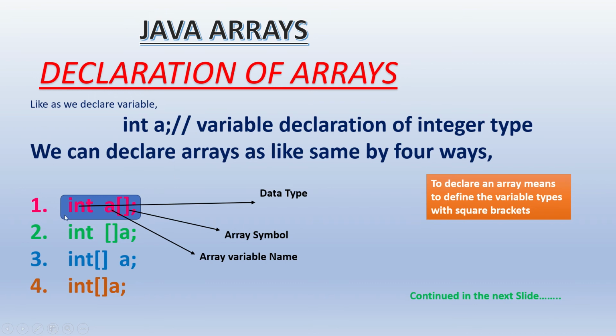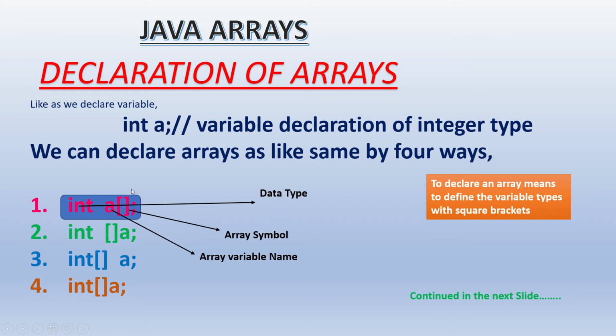This is what we covered in the slide: how to declare arrays. If the question comes in the exams, what do you mean by declaration of arrays, it basically means to define the array variable type with square brackets. There are basically four ways to declare array variables, as you can see I have highlighted with different colors. The first one you can use while writing the program.